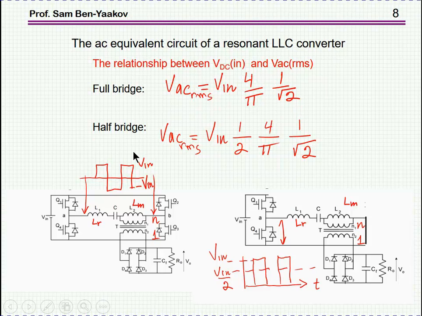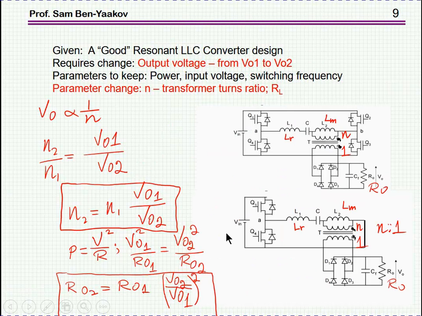Now in the case of a half bridge, V_in is the full span here. However, effectively, we have an AC which is only plus minus V_in over 2. So the AC equivalent will be V_in divided by 2, and then again to get the first harmonic, multiply by 4 over pi, and then divide by square root of 2, we have the RMS value. So by this we're getting the equivalent AC source that is feeding the converter.